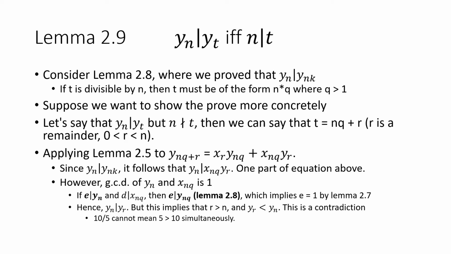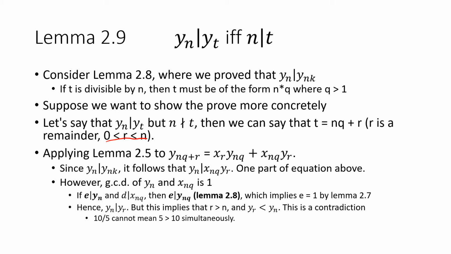It is important to note that r has to be between 0 and n, because if r is equal to n, then there's a factor that you can divide out of it. This implies that t is divisible by n. If r is greater than n, then we can also take a factor of n out of r.